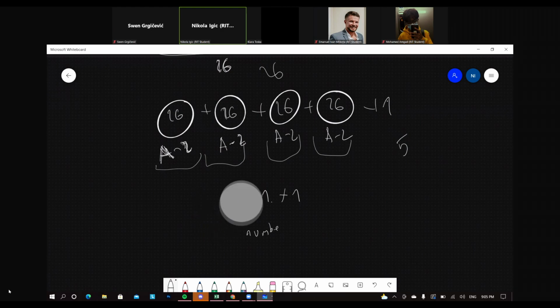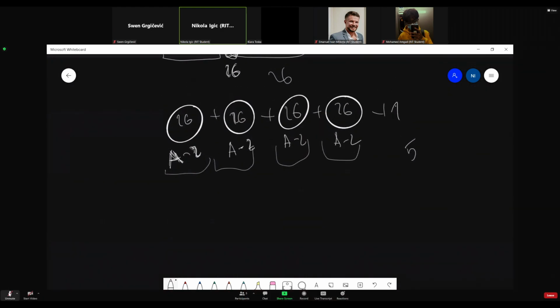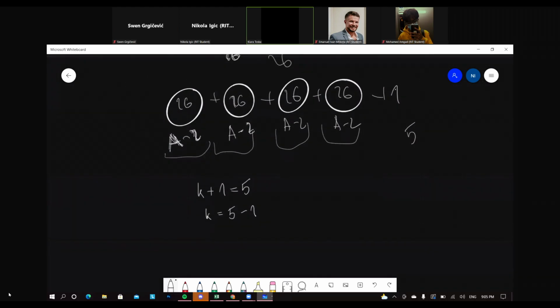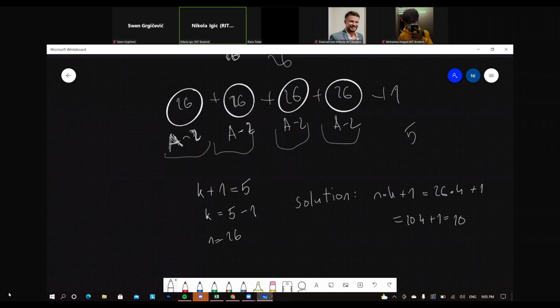I just looked. The professor is writing this like this. And I don't know what this number is. 26 times 4 is going to be 104, plus 1. Do you all understand how I got this number?